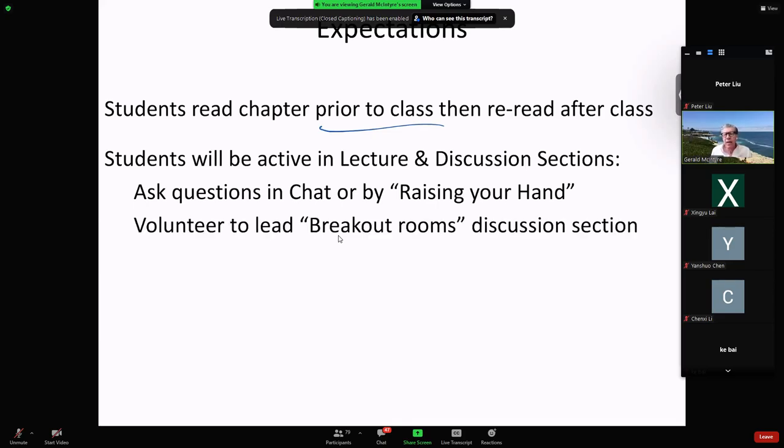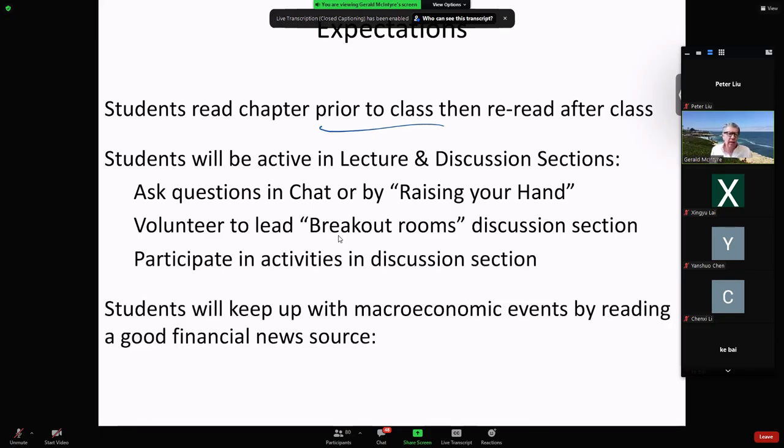In discussion sections, probably most discussion sections, will break the class up into groups called breakout rooms, where you solve individual questions that will be related to the various quiz questions that you all have to challenge in this course and be graded on. And you should think about stepping up and volunteering to lead your breakout room. When you lead a breakout room, you record the answers, and then you report out to the rest of the discussion section what your answers are and what they mean. That's taking an active leadership role in discussion sections. You should participate in these activities on a regular basis.